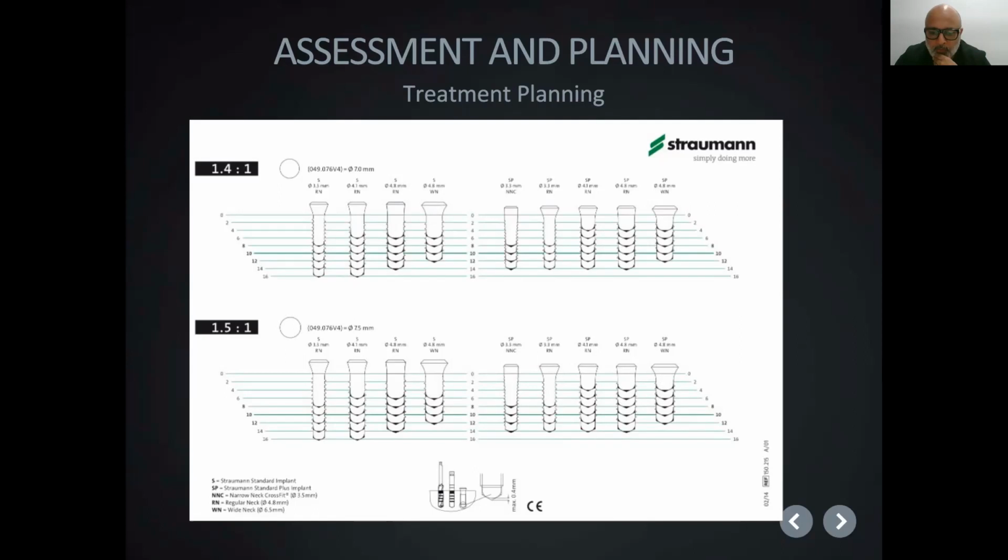You also have to remember, with most implant systems, including Straumann, if you look right at the bottom, they do drill to about 0.5 mil longer than the actual implant that you're placing. So be careful of that with vital structures.